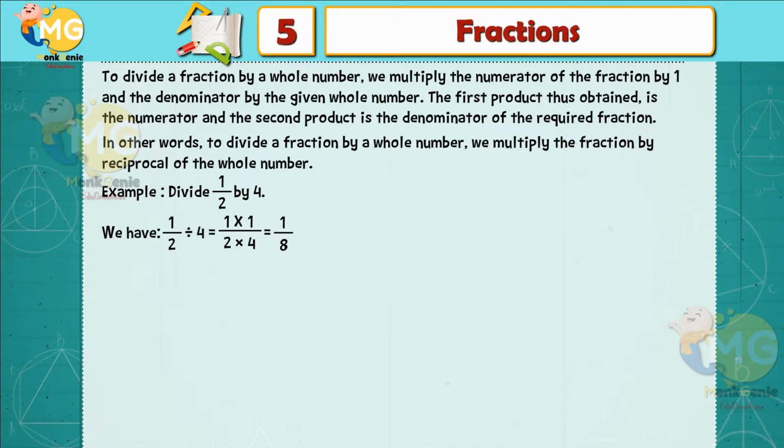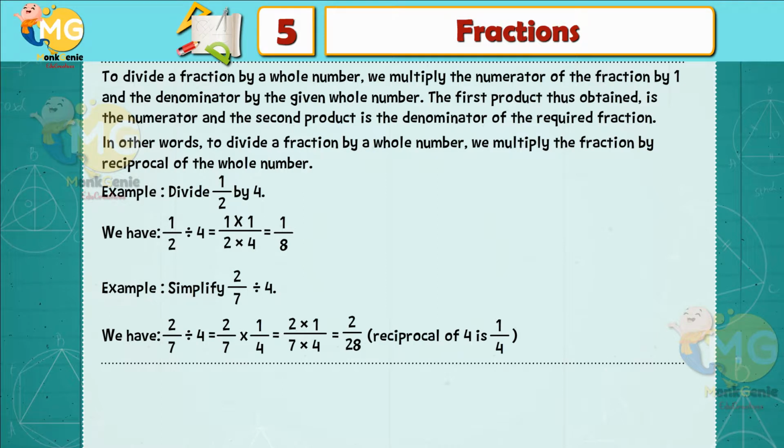We have 1/2 divided by 4 is equal to 1 × 1 / 2 × 4, which is equal to 1/8. Example 2. Simplify 2/7 divided by 4. We have 2/7 divided by 4 is equal to 2/7 × 1/4, which is equal to 2 × 1 / 7 × 4, which is equal to 2/28. Reciprocal of 4 is 1/4.